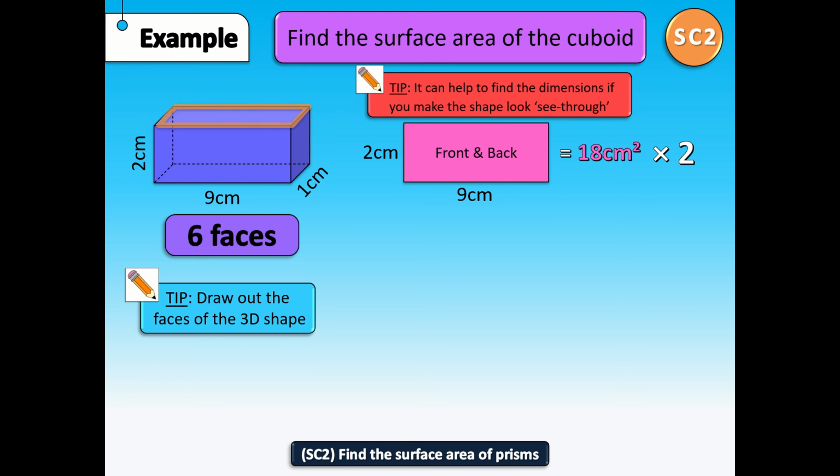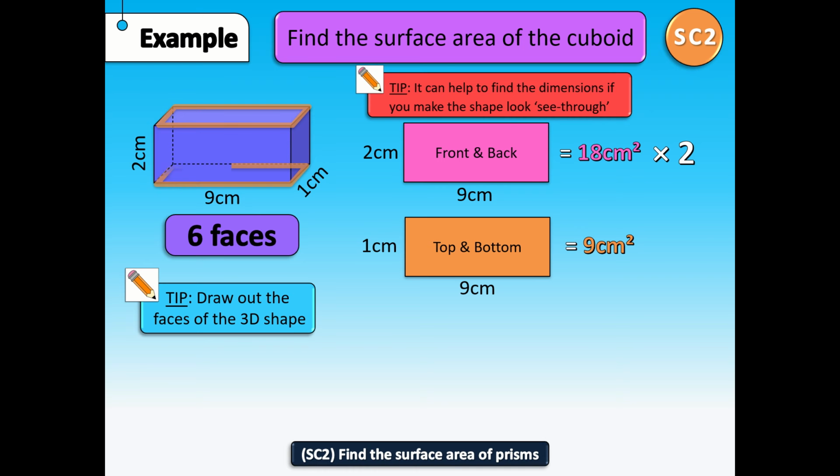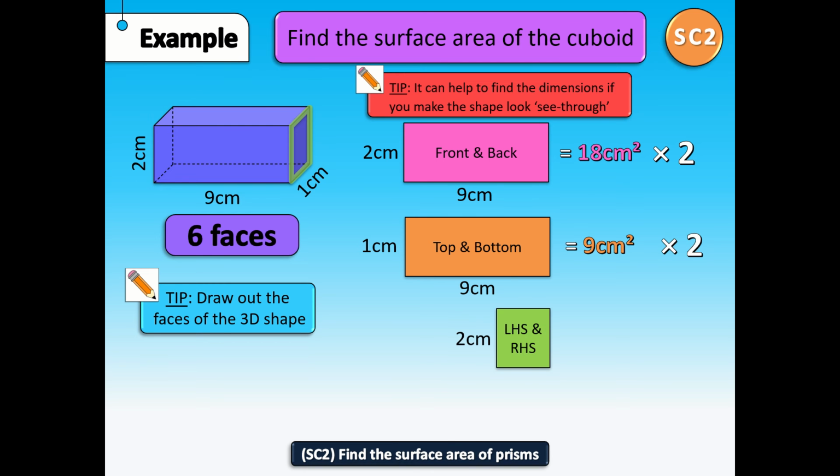We've also got the top, which is 1 centimeter by 9 centimeters. So that's an area of 9 centimeters squared. And the top is going to be the same as the bottom, so we need 2 of those. We've also got the sides. So the side is 2 centimeters by 1 centimeter, so that's an area of 2 centimeters squared. And we've got 2 sides that are exactly the same, so we need 2 of those.